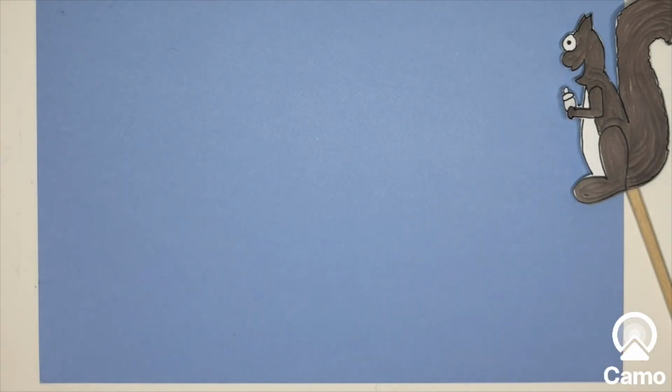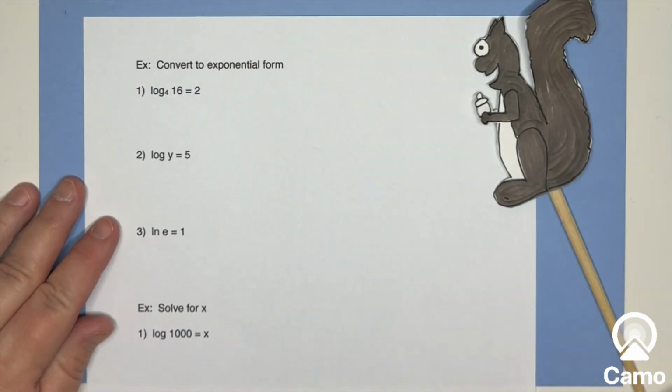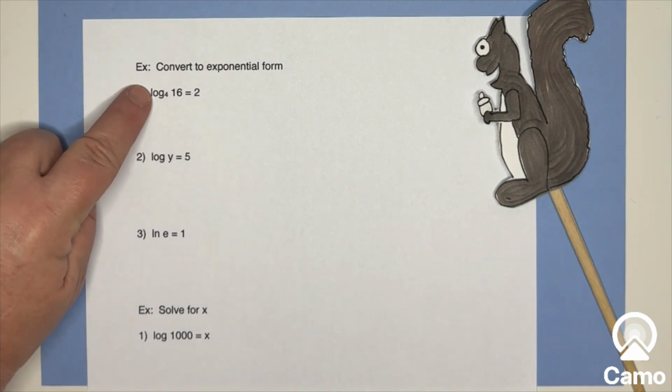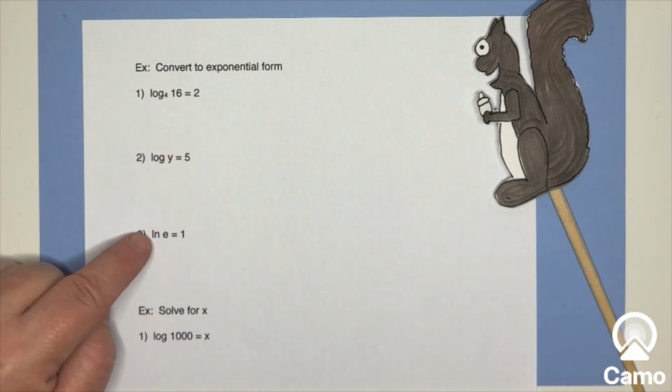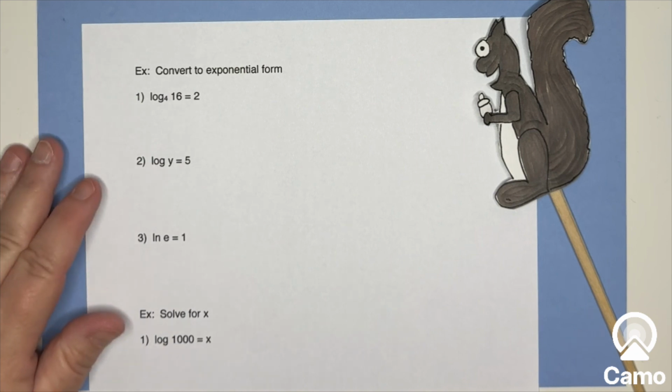So next page. Now, if we already have logarithmic form, how do we know we're in logarithmic form? Well, you see the word log, or you see this natural log. So you see a bunch of logs, and I want you to convert to exponential form.